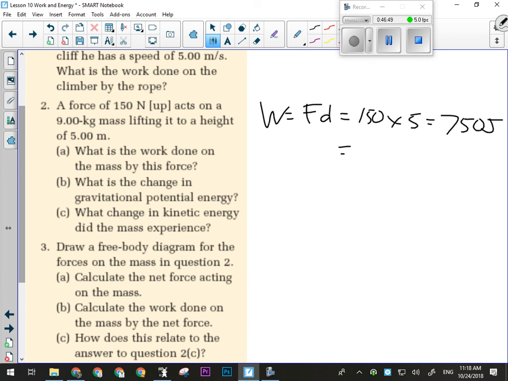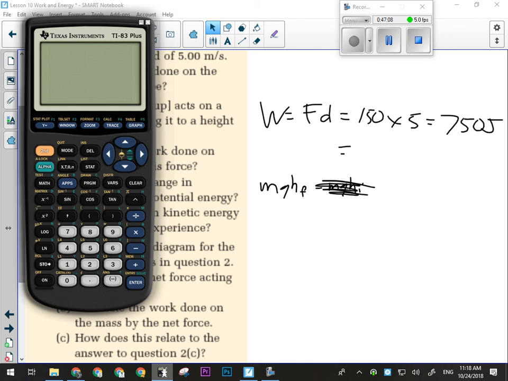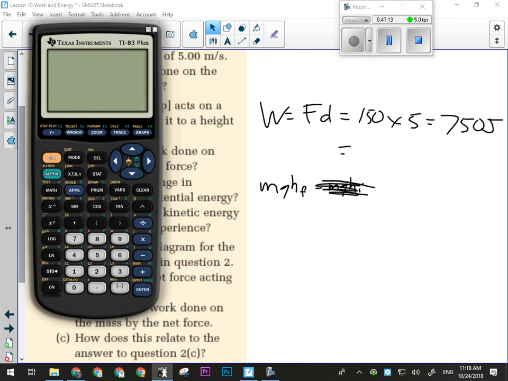If I want to calculate the change in potential energy, that's just going to be m times g times h final minus m times g times h initial. Since this thing started on the ground, initial energy was 0. All I have to do is calculate how much gravitational potential energy it has at a height of 5 meters. It was 9 kilograms, right? So 9 times 9.81 times 5. Okay, so there's the change in potential energy.